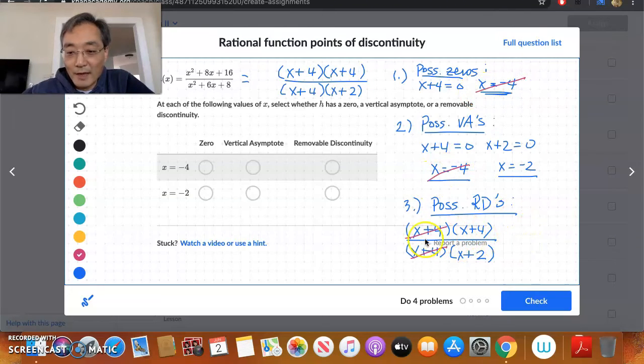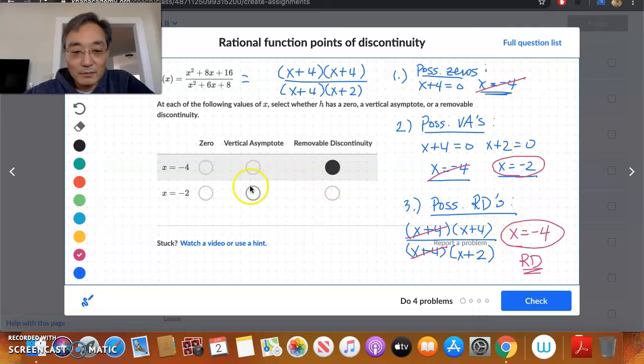So what do we have? At x equals negative 4, we have a removable discontinuity. The removable discontinuities take precedence over either zeros or vertical asymptotes. So we have a removable discontinuity, a hole, at x equals negative 4. And the only other thing we have is a vertical asymptote at x equals negative 2, like that.